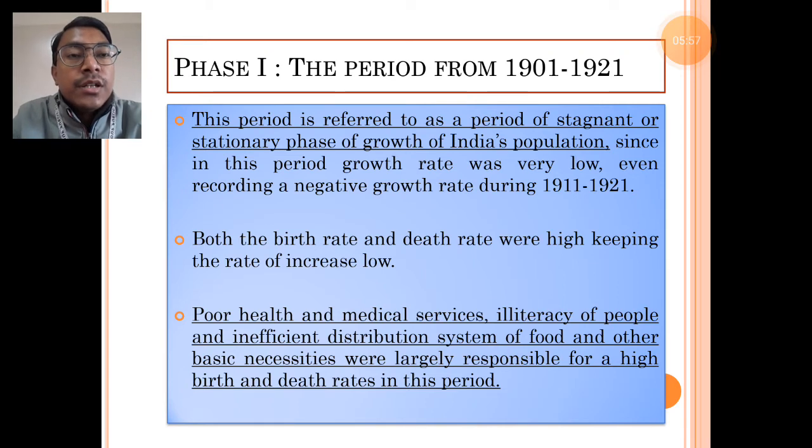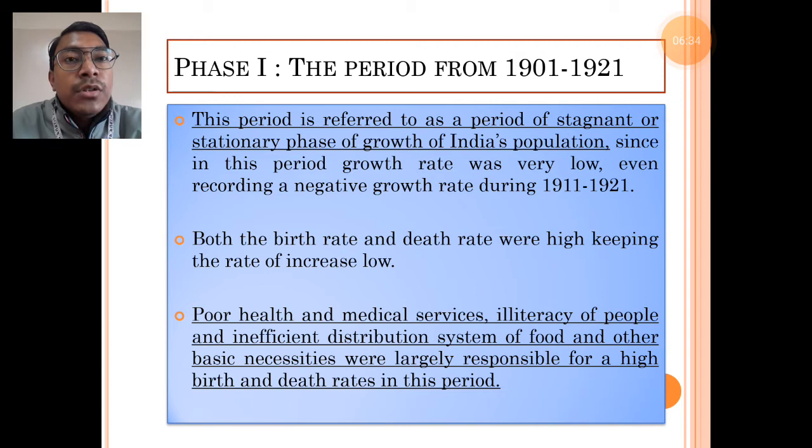So phase 1, the period from 1901 to 1921, is the stagnant or stationary phase of India's population growth. Why? Because in this period the population growth of our country was almost stagnant. The growth rate was almost stationary. It even recorded negative growth between 1911 and 1921, when instead of increasing, the population actually decreased.